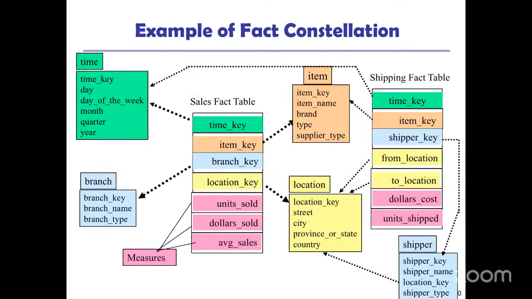Okay, this is about the fact constellations. Constellations are just like stars in a galaxy, right? One is connected to another one, and there is a type of relationship between one table and another table.